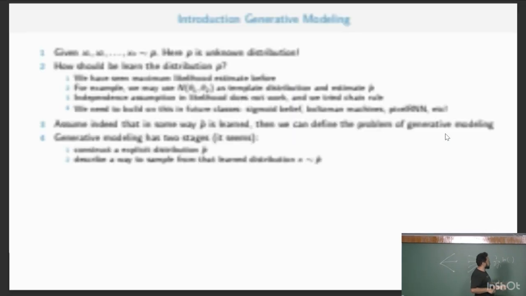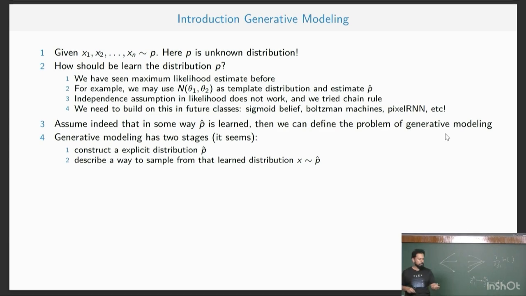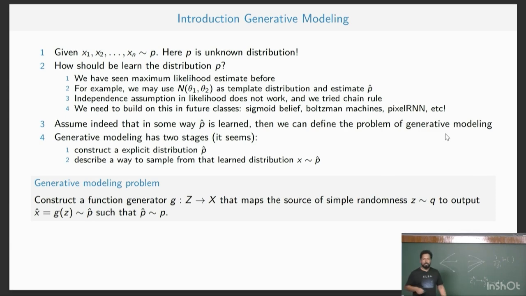Construct an explicit distribution, and then describe a way to sample from that distribution, because sampling is also important. You fit some distribution, and because this distribution is a complicated one, I'm wondering how I am supposed to sample from what you have fit. So sampling is another thing. We can define the generative modeling problem as this: construct a generator function g that takes z to samples x. That is, it maps a source of simple randomness, where I can sample easily from some known distribution, and somehow I get x hat samples from the distribution that I want, which is p hat in my case.